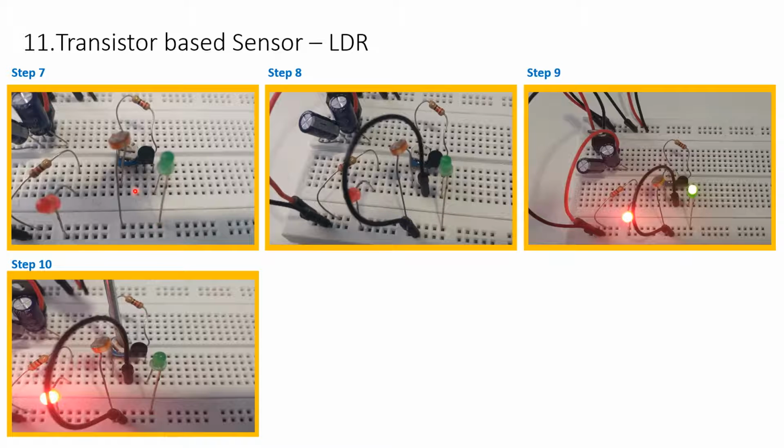Now we need to connect the ground line. So here we're taking the common line for the trim pot on the first pin of the transistor and connecting it to the negative at the bottom. So you can see our circuit here.